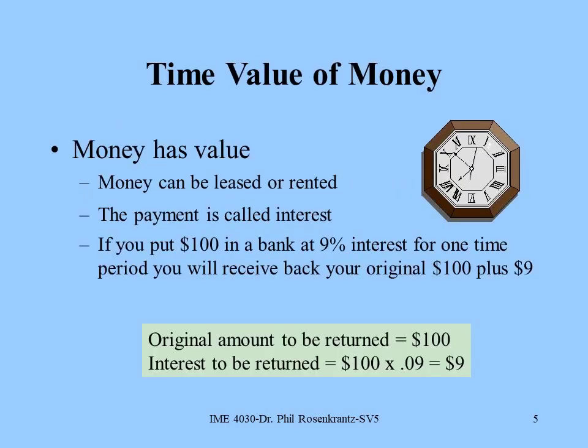Let's go to slide number 5. The time value of money is what this course is really all about. Sometimes you'll hear mention of discounted cash flow. That's the same concept. Money has value, and we can rent it or lease it, and when we do that, the payment for that service is called interest. So if you put $100 in a bank at 9% interest for one time period, you'll receive back your original $100 plus $9 interest. That $9 was for them being allowed to use your money for that time period. Now, 9% would be very high right now in a bank, but this is just an example.